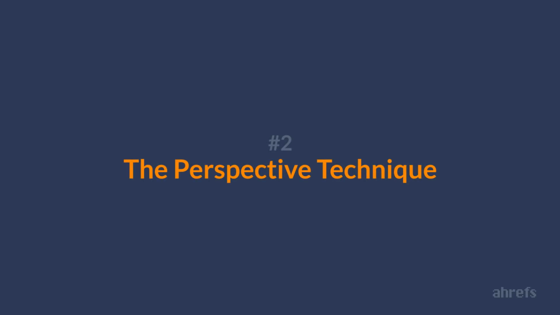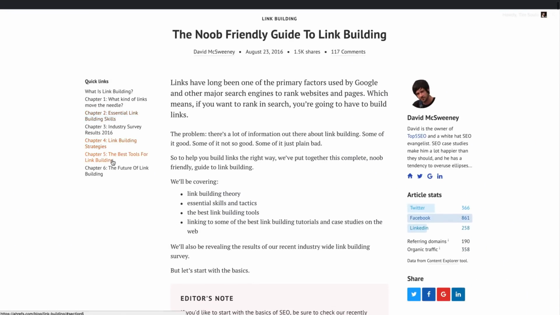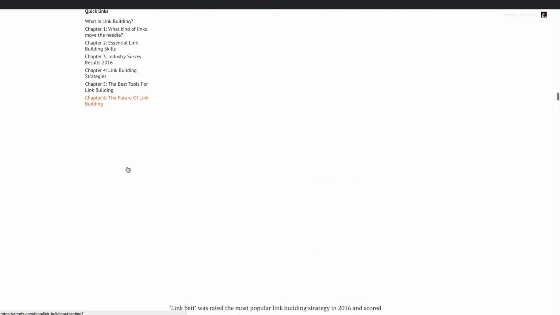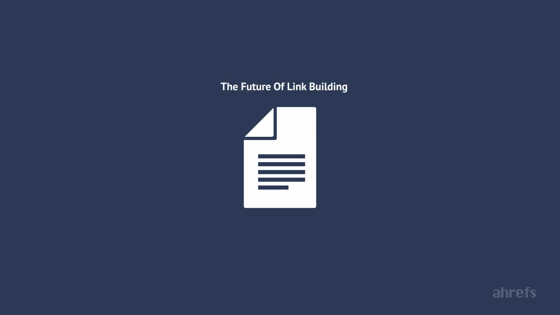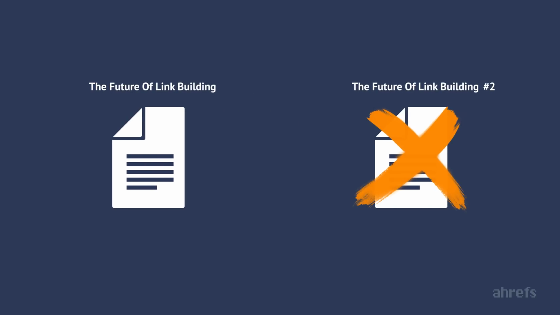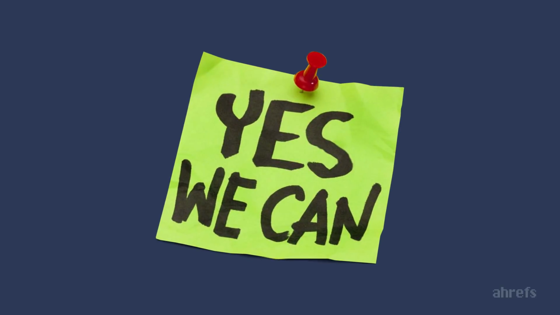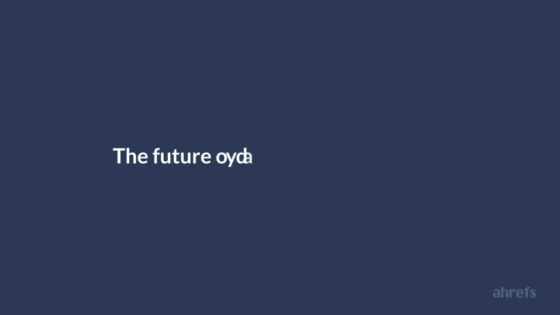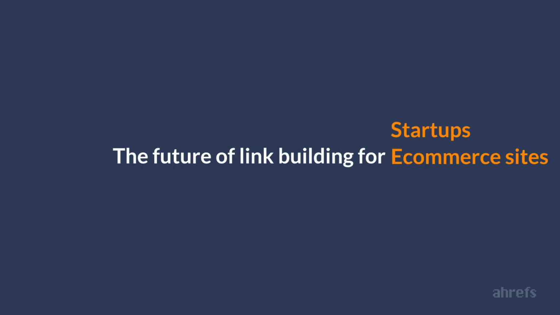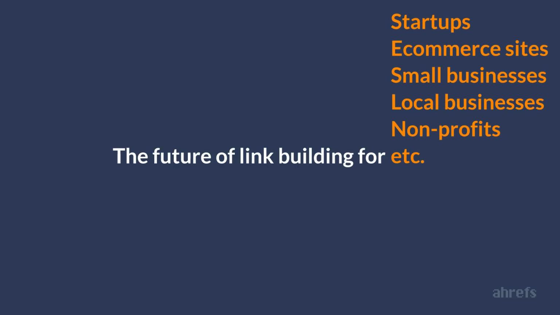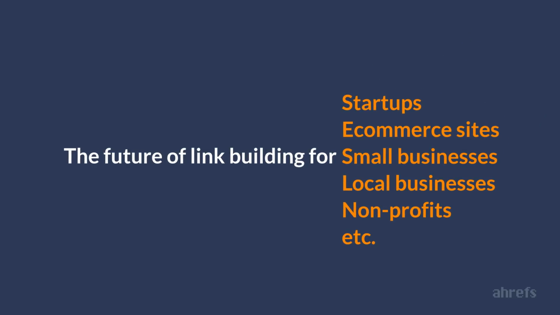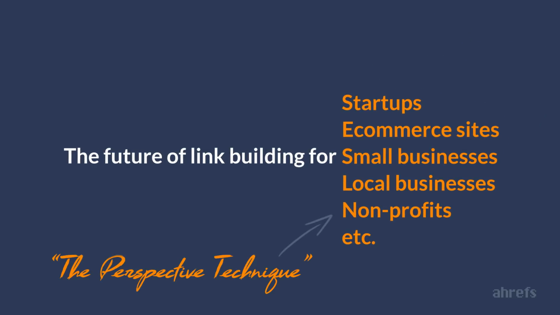Number 2, the perspective technique. Let's say we use the splintering technique to turn chapter number 6 of our link building guide into an awesome guest article about the future of link building. Does that mean that we cannot use this same topic again for writing another guest article? Of course we can. All we need to do is change the perspective slightly. We could talk about the future of link building for startups, e-commerce sites, small businesses, local businesses, non-profits, etc. I know these topics sound a bit clumsy, but you get the idea of how the perspective technique works, right?